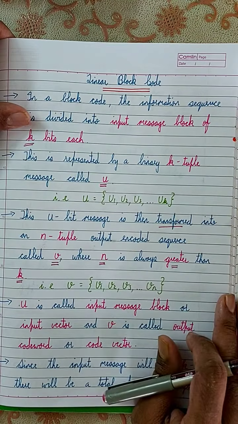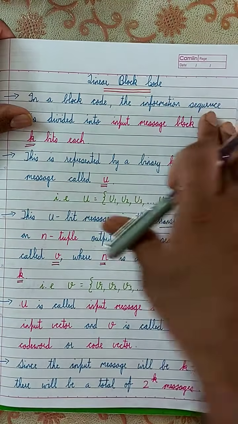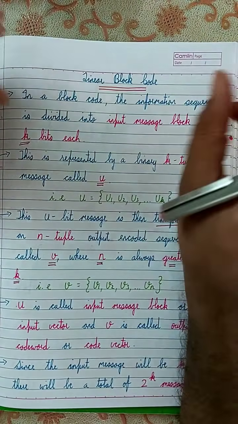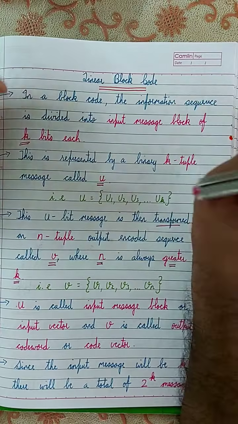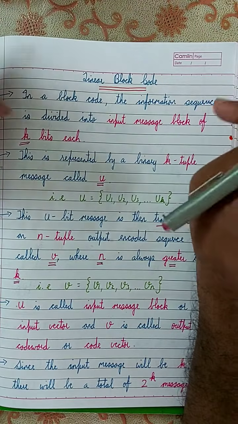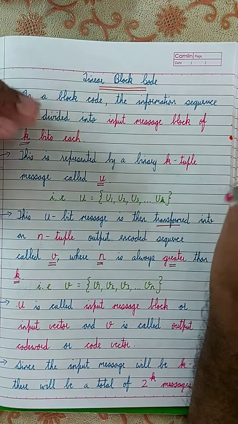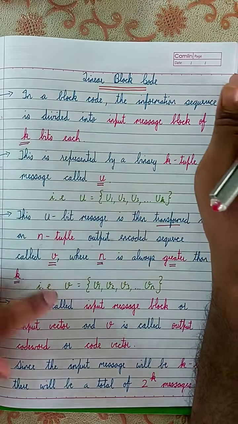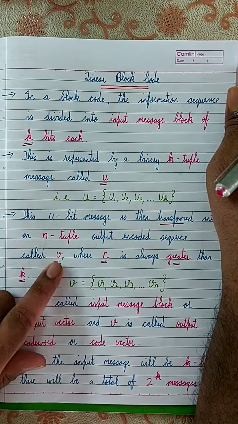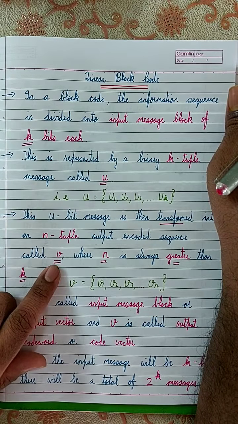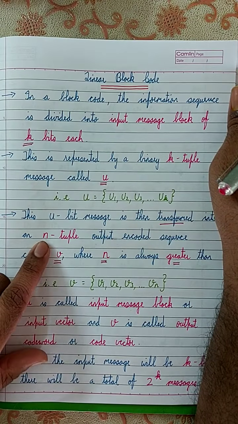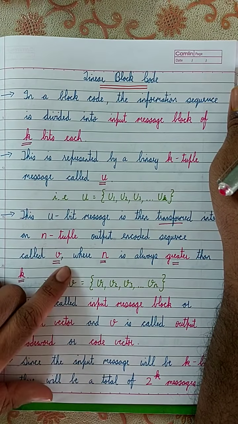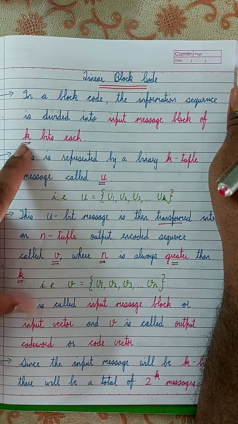So now we know what a block code is. Block code means we divide the entire sequence into a number of blocks, each consisting of k bits, and each of these blocks is converted into another sequence called v. The length of v is n bits, and this length is greater than the length of your input message.